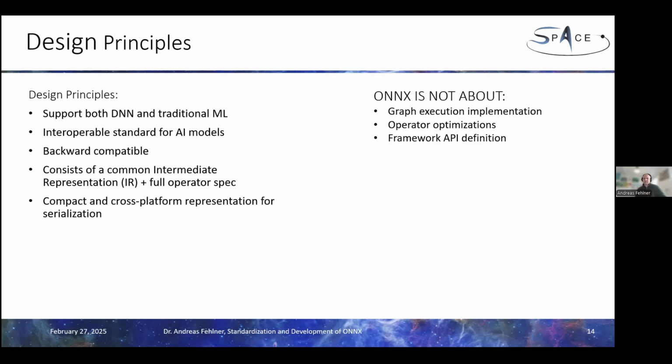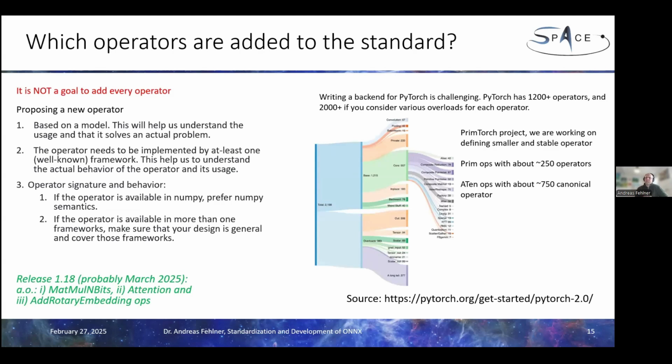What is ONNX not? It's not about graph execution implementations; that belongs to the hardware companies for the GPUs or the Intel CPUs, for example, and for deciding which operators, for example, can be fused. So which operators are added to the standard?